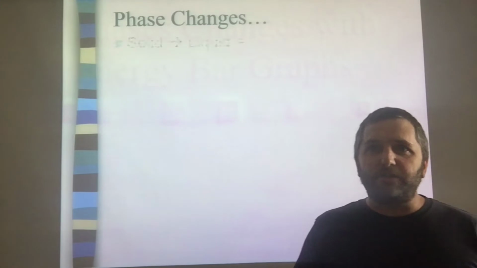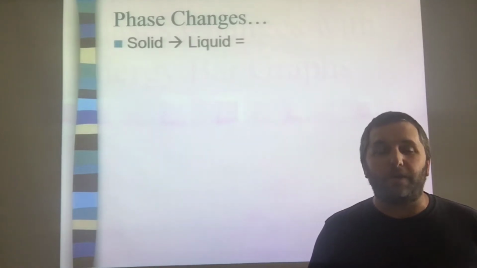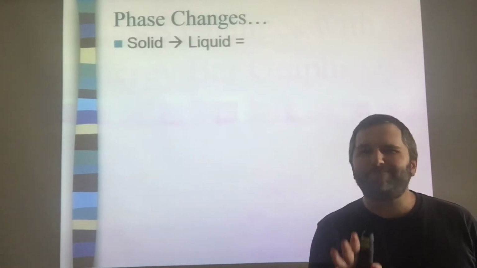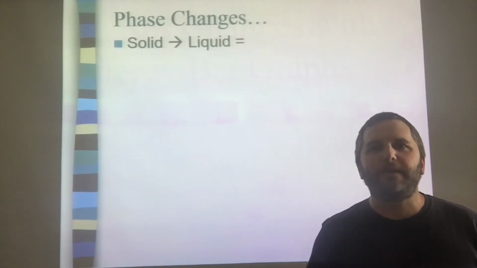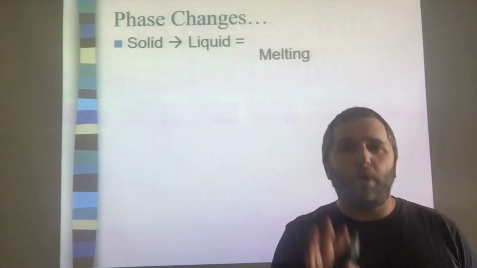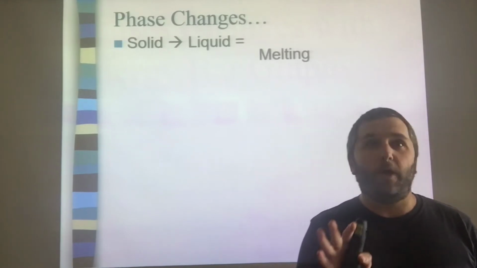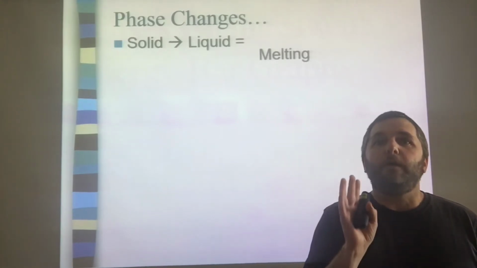One phase change is when you go from a solid to a liquid. What do we call that? Pause it for a moment, write that one down. That's right. That's called melting. What happened to the Wicked Witch when water was thrown on her?